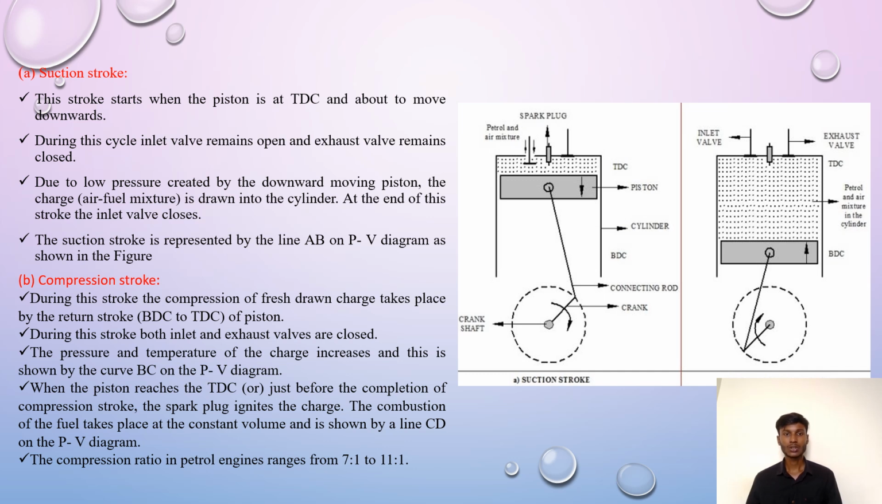Compression stroke. During this stroke, the compression of the freshly drawn charge takes place by the return stroke of the piston from BDC to TDC. Both inlet and exhaust valves are closed. The pressure and temperature of the charge increase, and this is shown by the curve BC on the PV diagram. When the piston reaches TDC, or just before the completion of the compression stroke, the spark plug ignites the charge. The combustion of the fuel takes place at constant volume and is shown by the line CD on the PV diagram. The compression ratio in petrol engines ranges from 7:1 to 11:1.